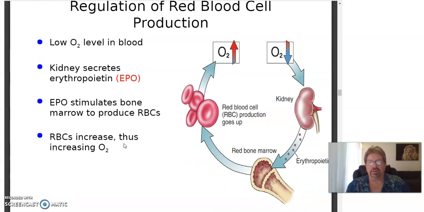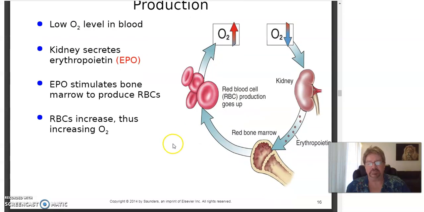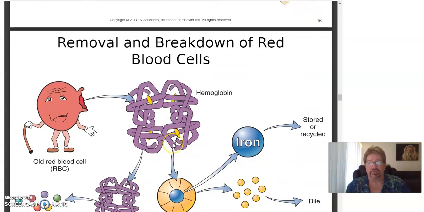Okay, regulation of red blood cell production. Oxygen levels are low. The kidney secretes erythropoietin, EPO. This is important to know. For some reason, guys, the kidney produces and secretes the hormone that controls the amount of production of red blood cells. Red blood cells increase, thus increasing the oxygen. There are oxygen sensors throughout the body. Yes, it is complicated beyond belief, like everything else in living things.